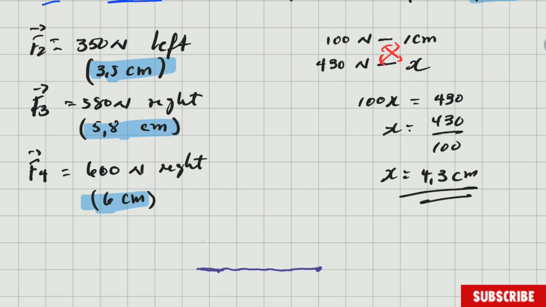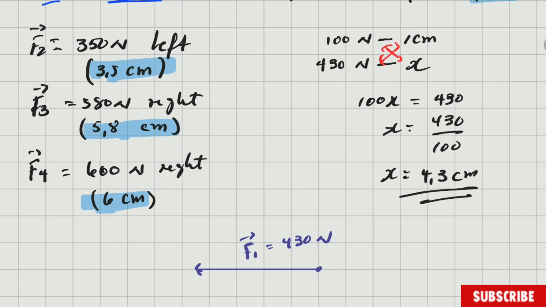Make sure you do it as accurately as you can. Let's erase that and then do it as accurately as I can. There's 1, 2, 3, 4, more or less there, guys, but do it with your ruler accurately. This is F1 and it is equal to 430 Newton. I'm not going to write the direction because you can see it with the vector.